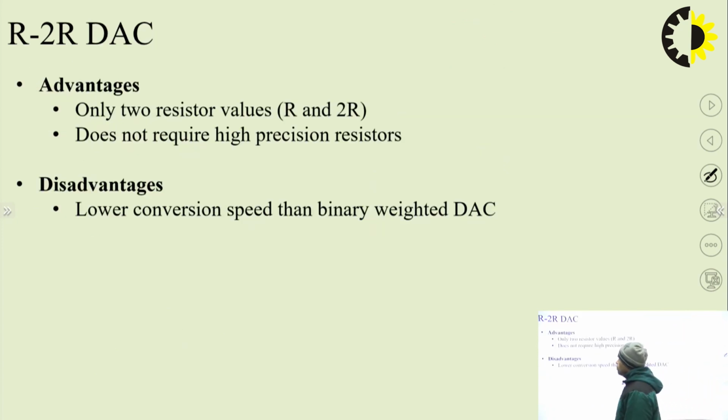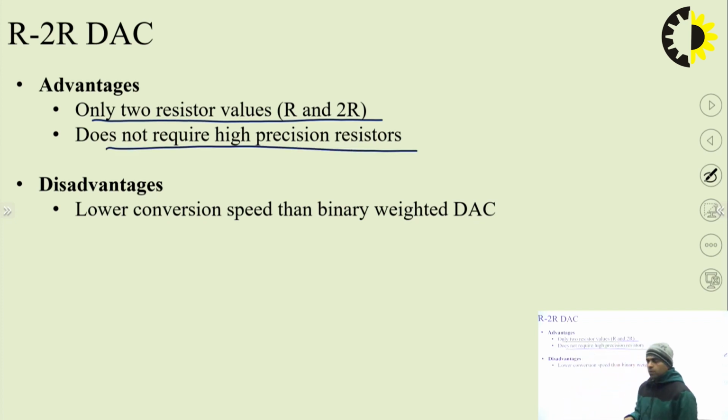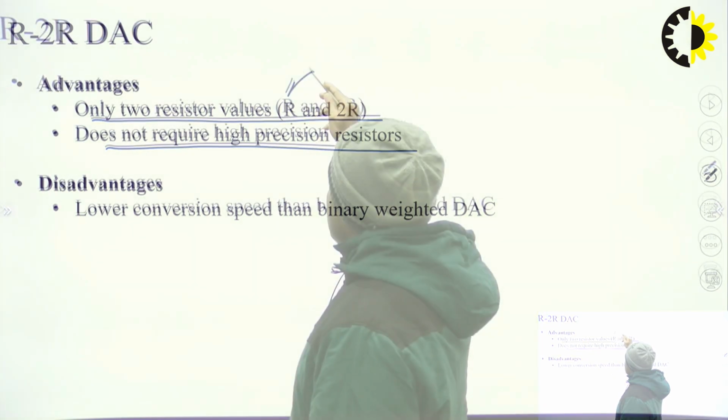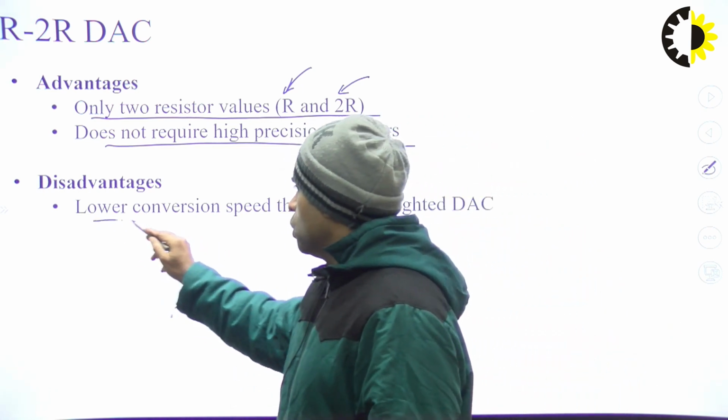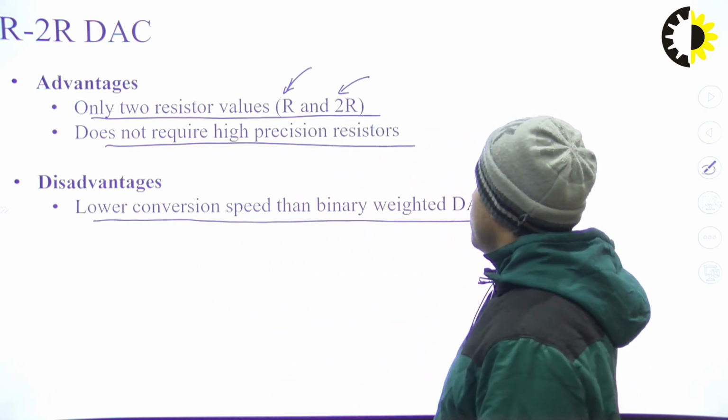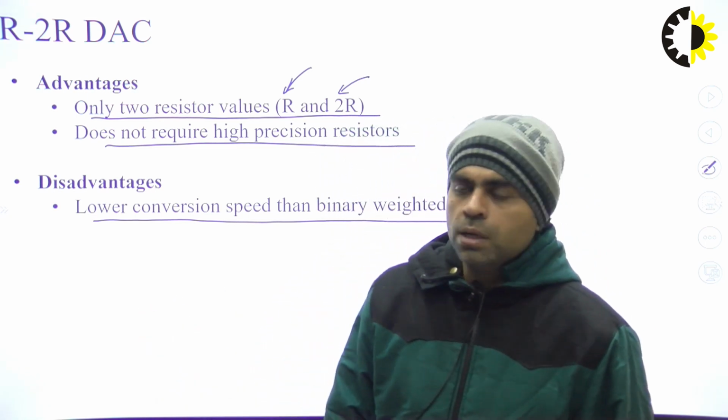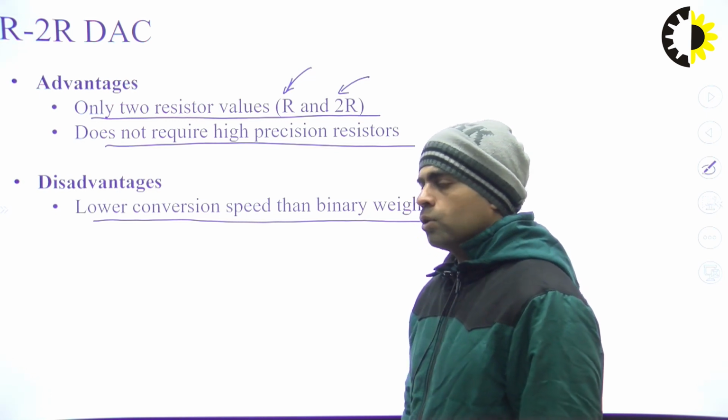Now coming to the advantages of R2R. The best part is that only two resistance values are used, R and 2R, and it does not require high precision resistances, because we are not interested in a vast range of resistances as we had used in the case of the weighted resistor, where we had used R, 2R, 4R, 8R, 16R. But in this case, we are not going to use multiple values. We are only interested in R and 2R, so it is very convenient to implement. And the disadvantage is lower conversion speed than the binary weighted type DAC, because it is a slightly complex network. So conversion speed is slightly on the lower side.